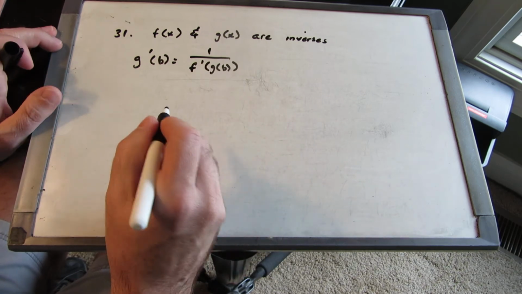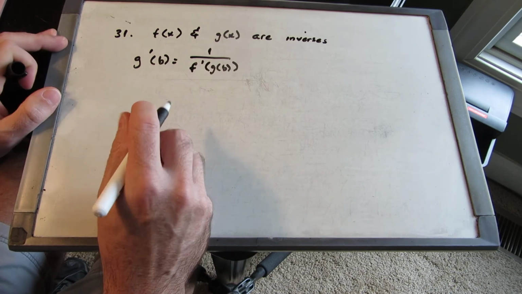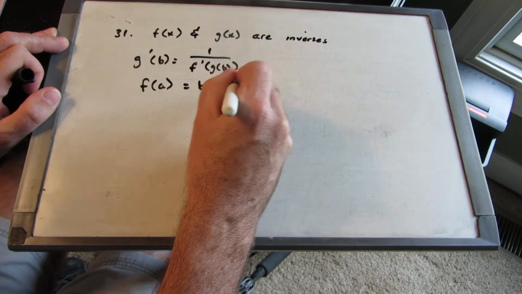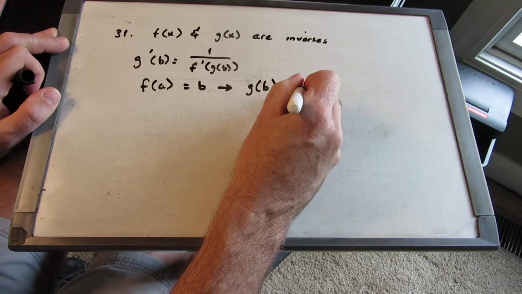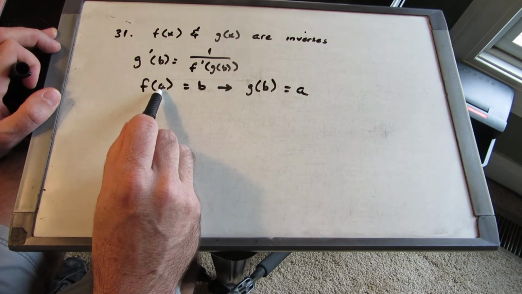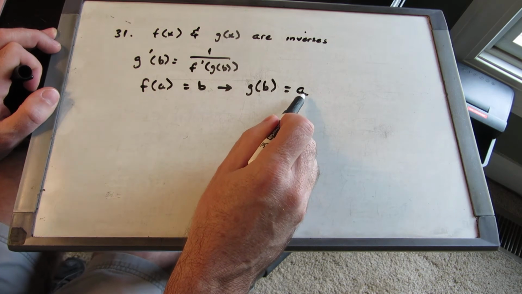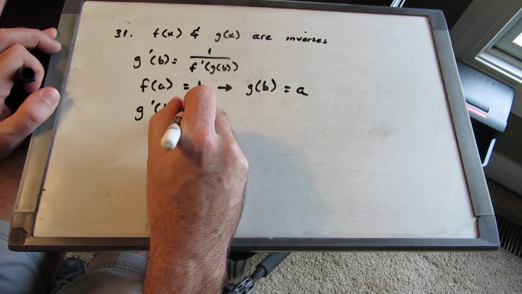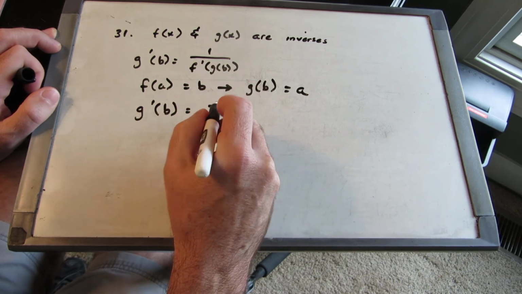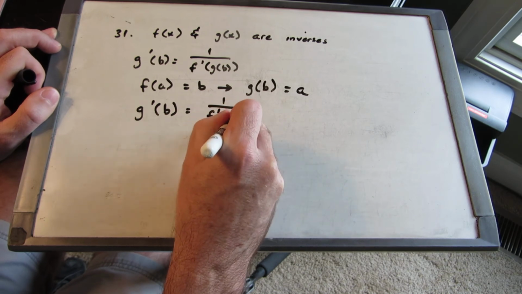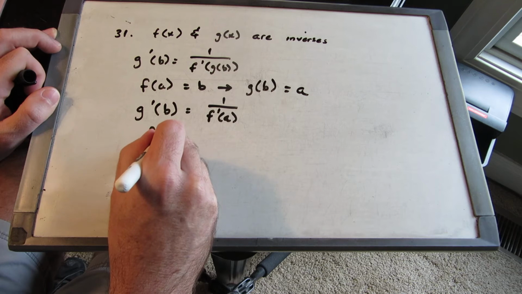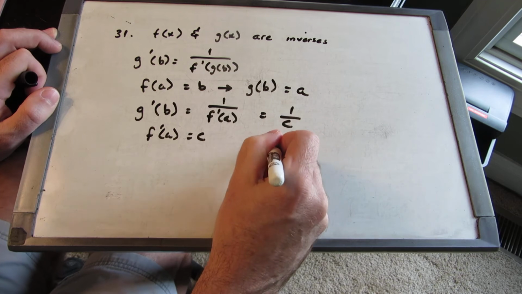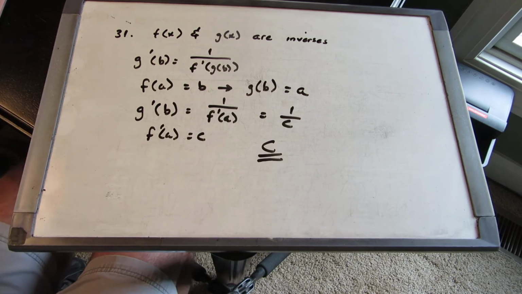Okay, that was a formula that we had to learn when we did that worksheet. So you know that f of a is equal to b and g of b is equal to a. So with the inverse, the input of one is equal to the output of another if they're inverses. So g prime of b is going to be equal to 1 over f prime of a. And it says that f prime of a in the problem is equal to c, so that's going to be 1 over c, and that selection is C.